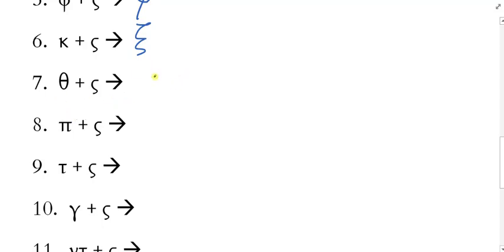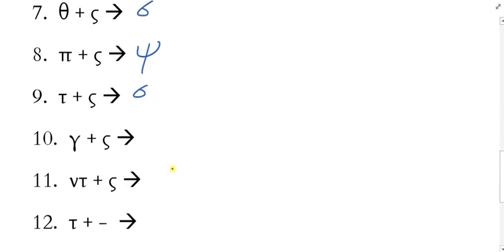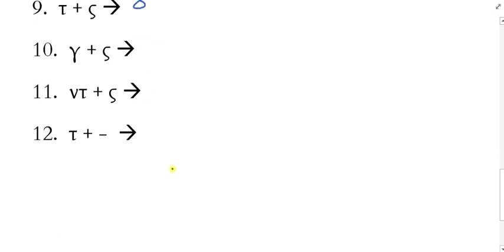Theta sigma? Sigma. I'll just use that non-final sigma. Pi sigma? Psi. Good. Tau sigma? Okay. Good. Gamma sigma? Xi. Nu tau sigma?